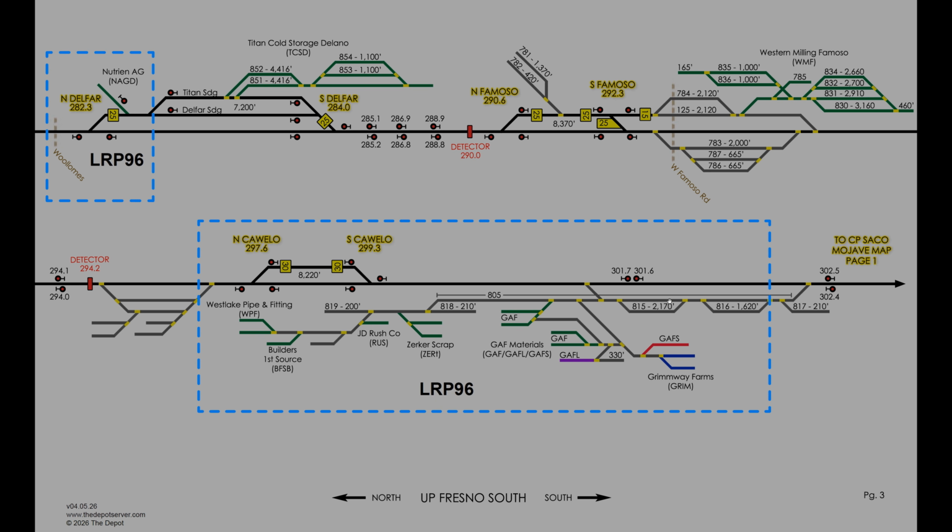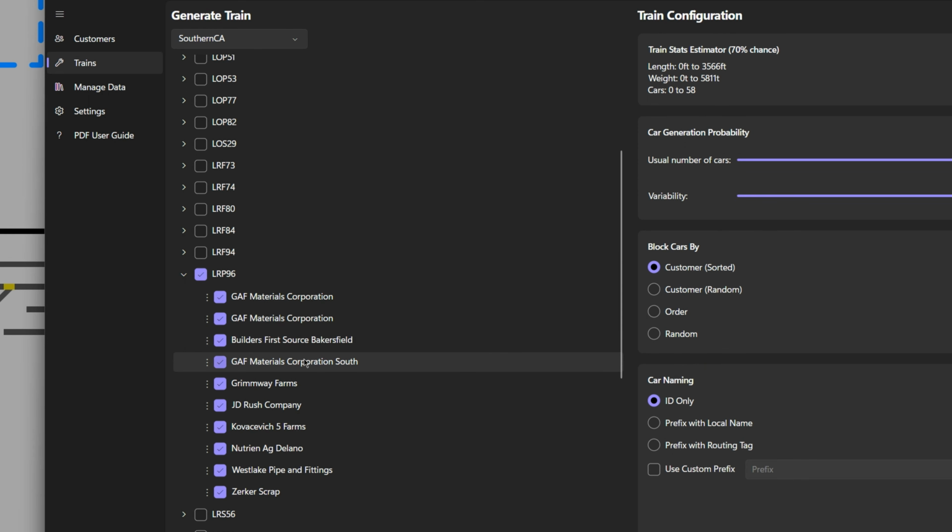So in this case, I'm going to have to come down here, and then I'm going to be backing into GAFS, Grimway Farms. I can't do those 3 yet. So what I'll likely do is, I'm going to put GAFS and GRIM just behind the engines. All right, so I want GAF Materials Corp South. That's going to be up behind the engines. And also Grimway Farms.